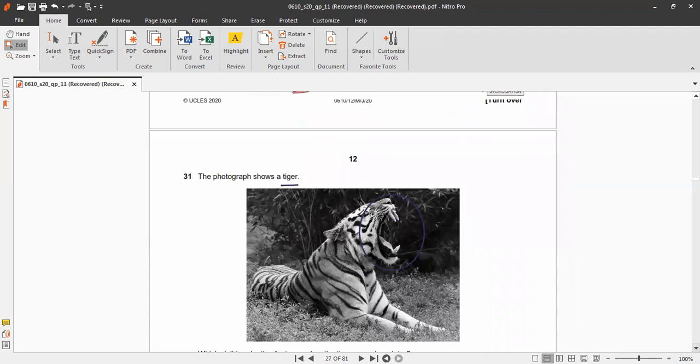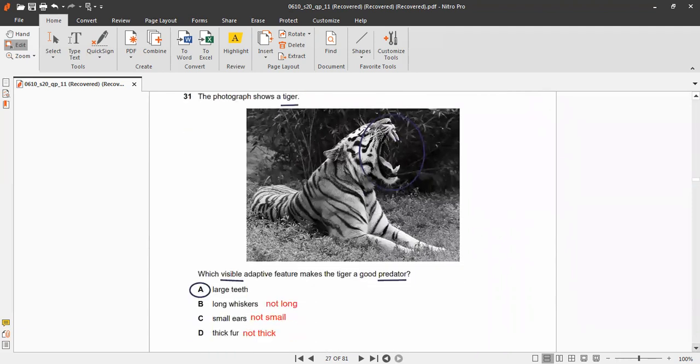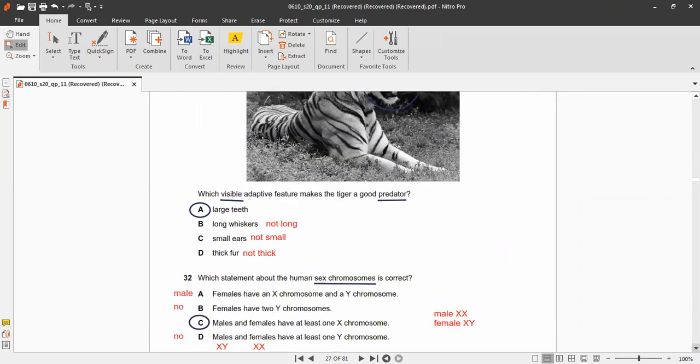The photograph shows a tiger. Which visible adaptive feature makes the tiger a good predator? Yes, large teeth. Because here the whiskers are not long, the ears are not small, and the fur is not thick. So the correct answer is A.